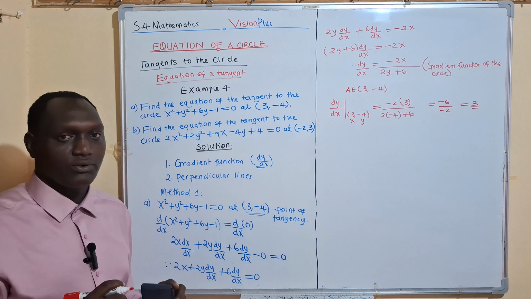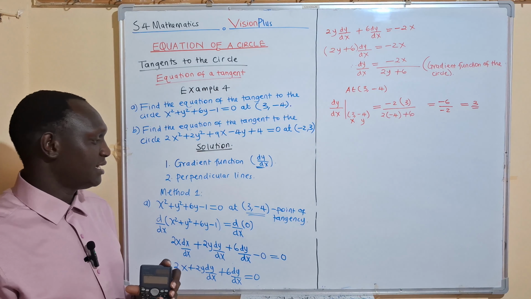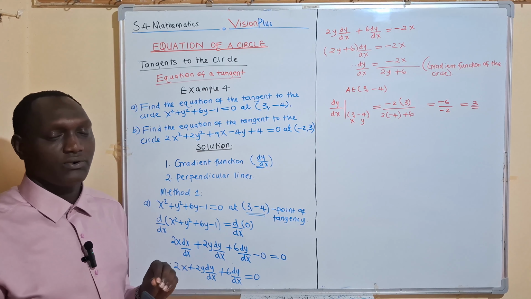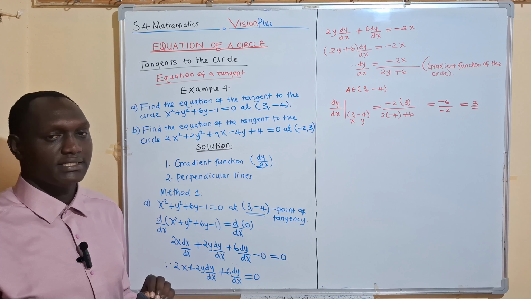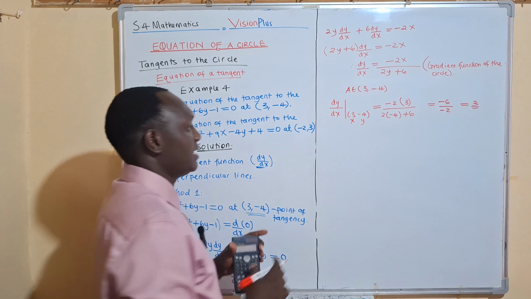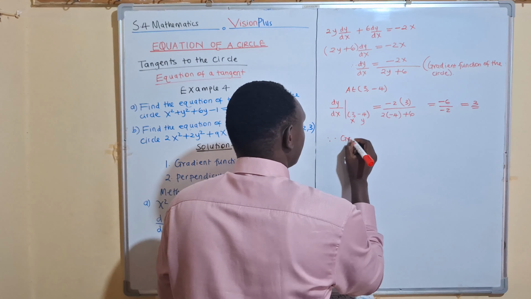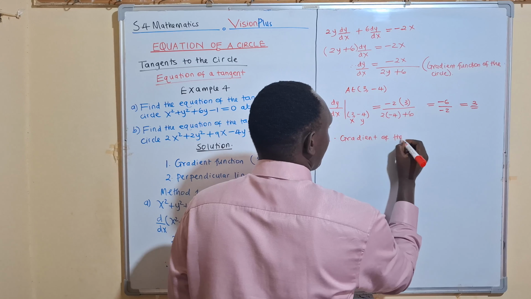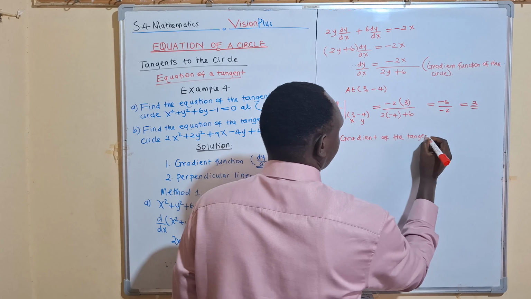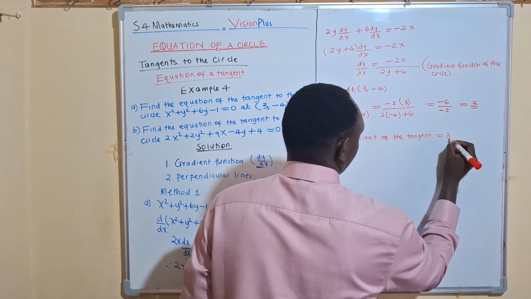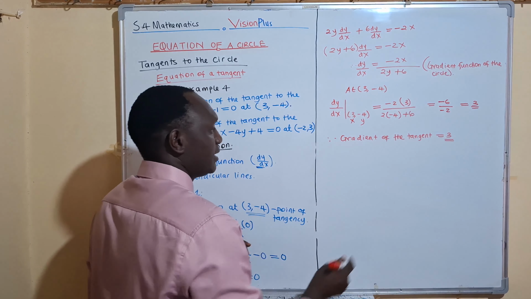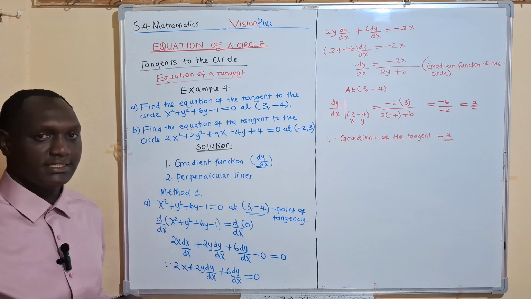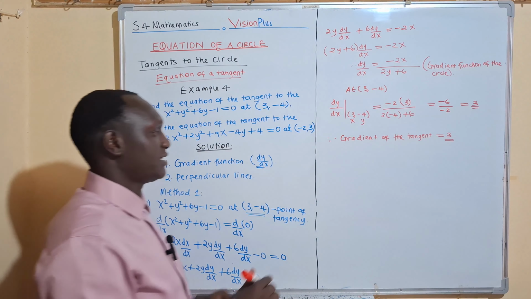But what do we know? We know that at the point of tangency, the gradient of the circle is the same as the gradient of the tangent. Therefore, the gradient of the tangent is also 3. Now that we know the gradient of the tangent and one point on the tangent, we can find the equation of the tangent.